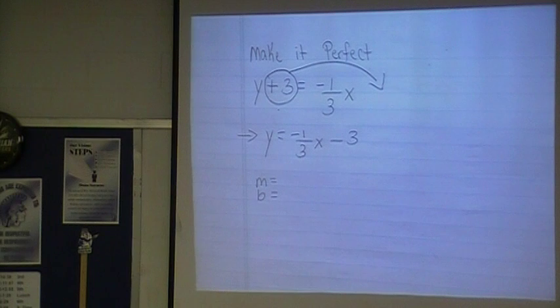Well, what the heck is the slope? Where's the slope at? What is it? It's the number in front of the x. Well, what number is in front of the x? Negative 1/3. Boom, that's all you got to write down. That's your slope.